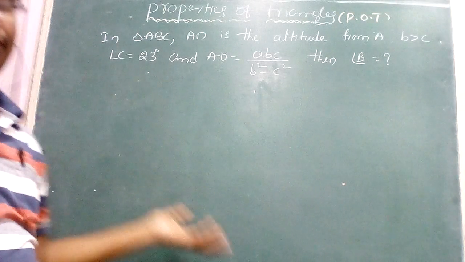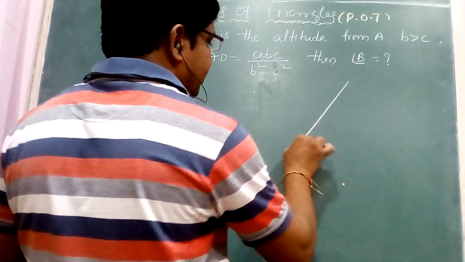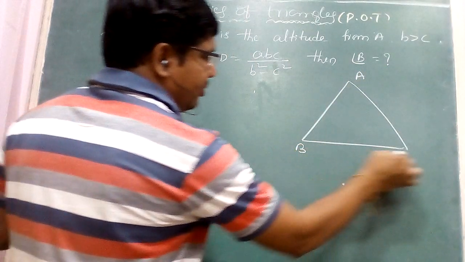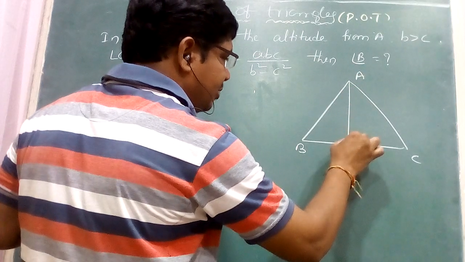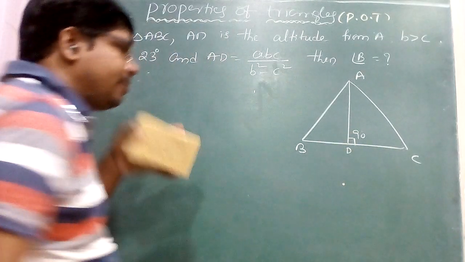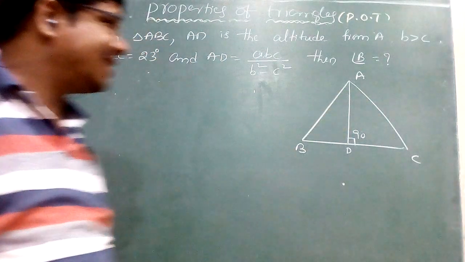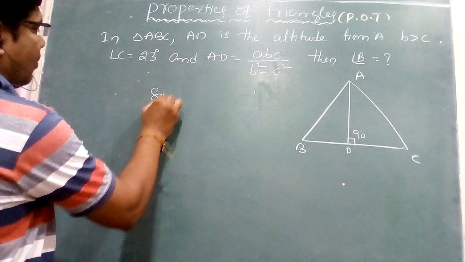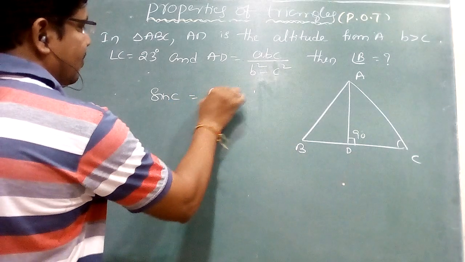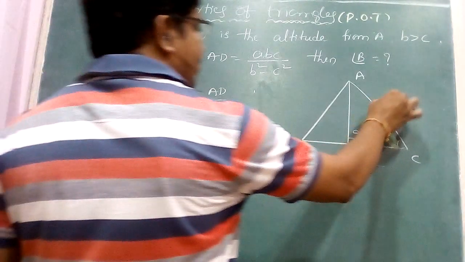Related to it, it belongs to sine rule. Now it is given in a triangle ABC, AD is the altitude. It is perpendicular to BC, that is 90 degrees. It is given AD, that's why finding sin C. In this triangle I am taking ADC. Sin C is equal to AD by, this length is small a, this length is small b, C.